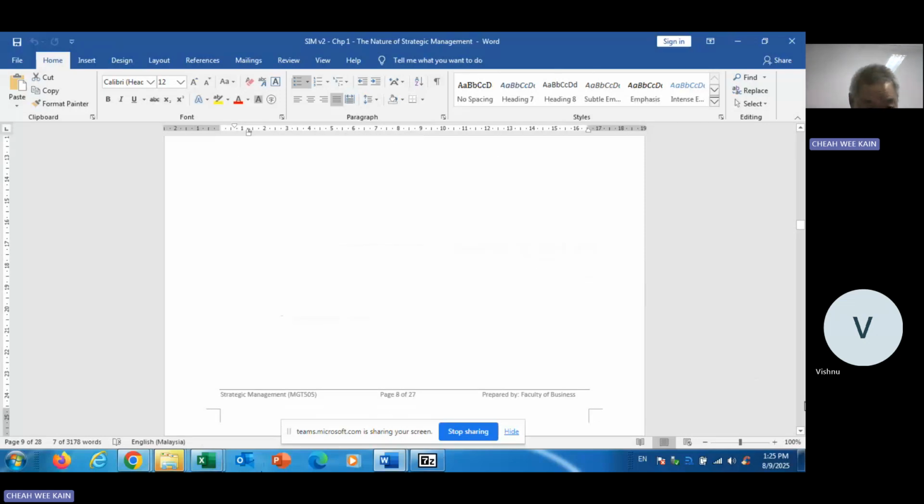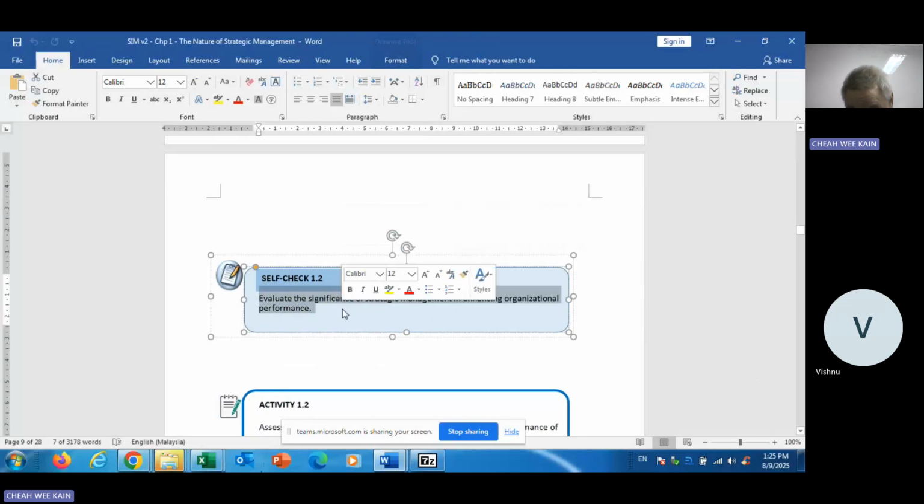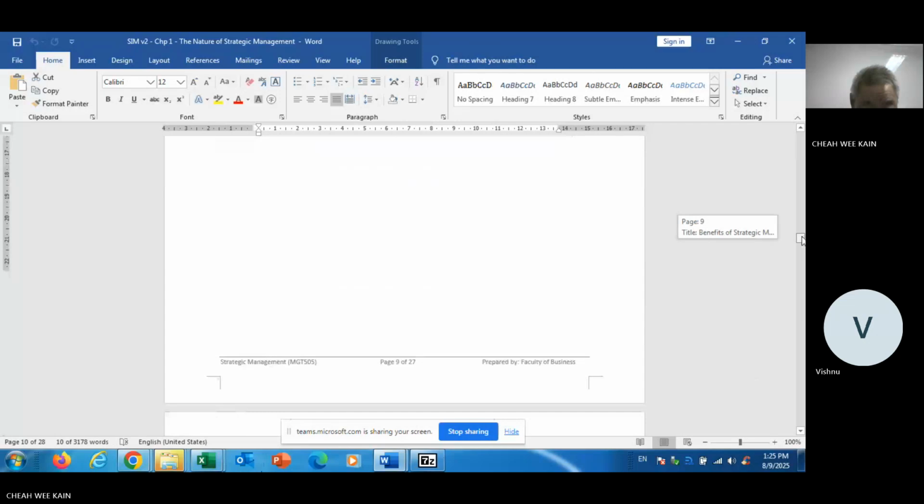So having said that, now we're going to go to self-check number 1 and 2. How do you evaluate the significance of strategic management in enhancing organization performance? How do you evaluate it? Okay, so now you will go into 1 and 2.